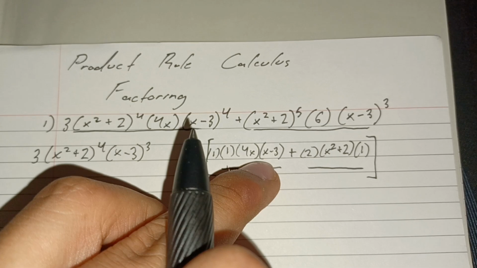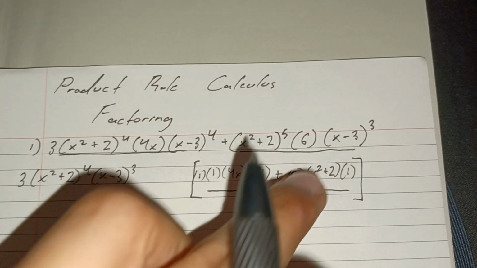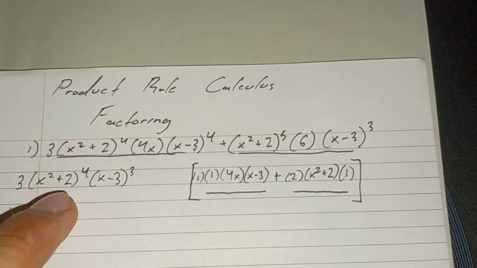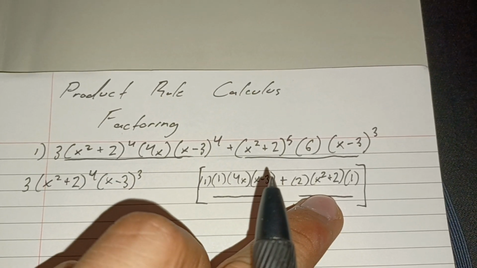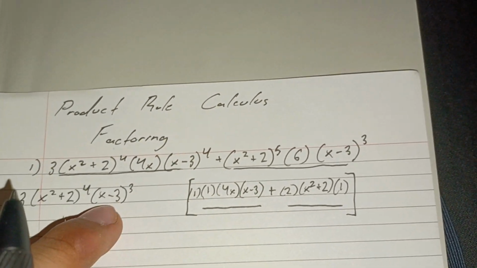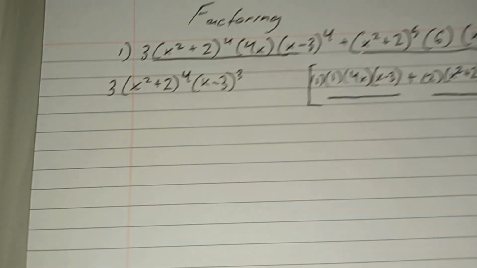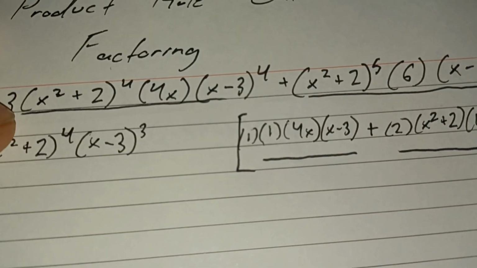x times (x - 3) is going to give us (x - 3)^4, plus 3 times 2 is 6. (x^2 + 2)^4 times (x^2 + 2) equals (x^2 + 2)^5. And this times this is that. Cool? Let's move on. So now we have this.